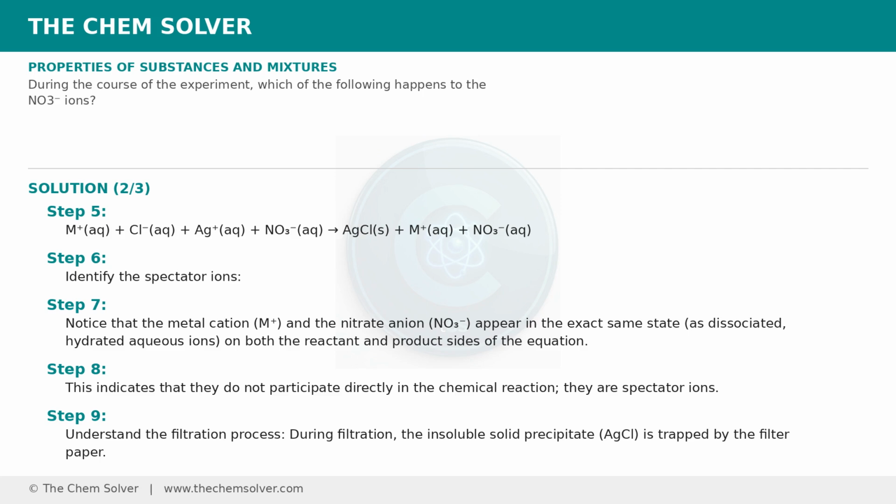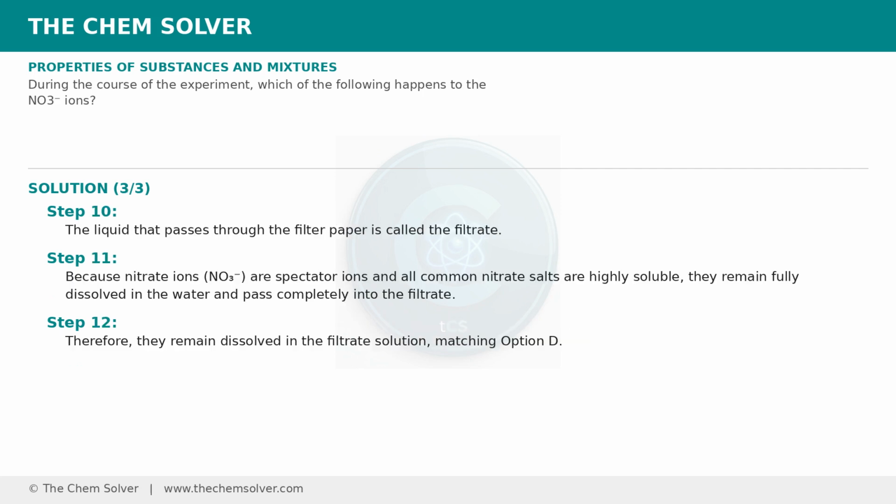During filtration, the insoluble solid precipitate, AgCl, is trapped by the filter paper. The liquid that passes through the filter paper is called the filtrate. Because nitrate ions, NO3⁻, are spectator ions and all common nitrate salts are highly soluble, they remain fully dissolved in the water and pass completely into the filtrate. Therefore, they remain dissolved in the filtrate solution, matching option D.